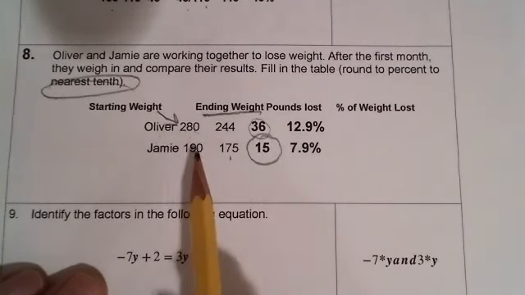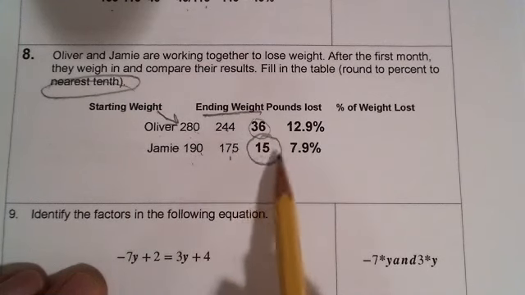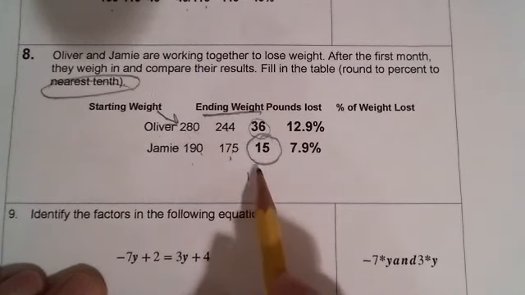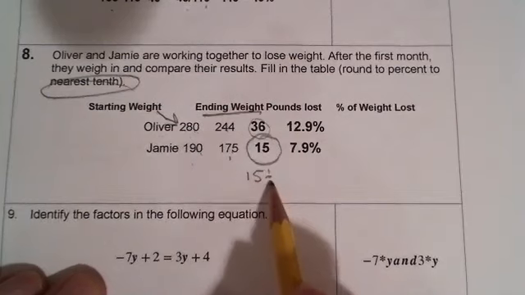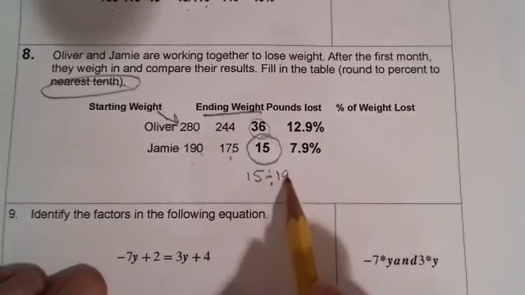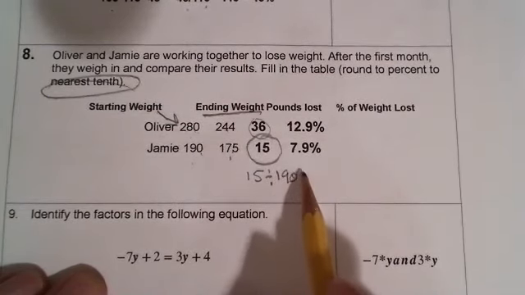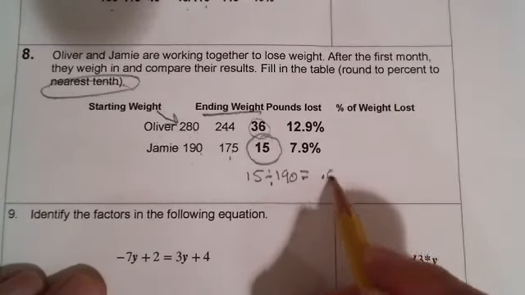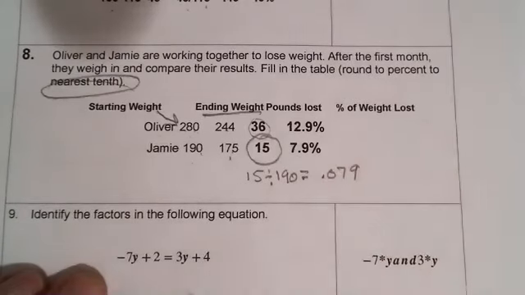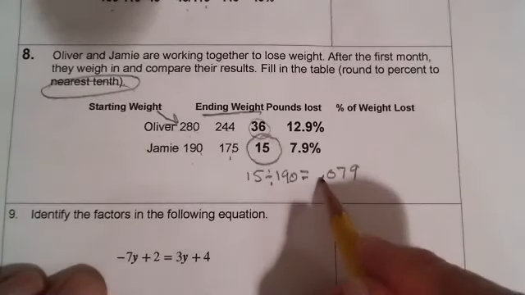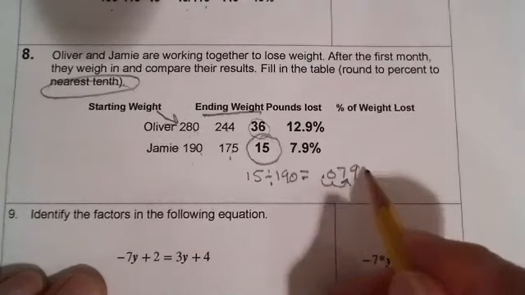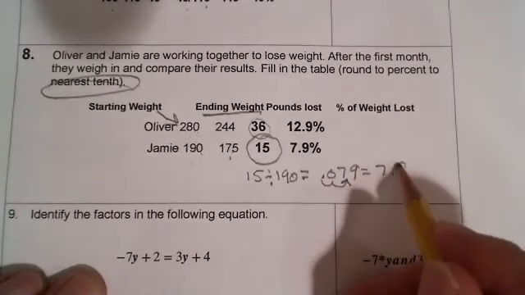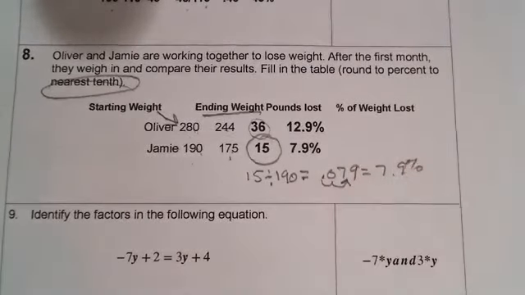Same formula with Jamie. She starts with 190, she ends with this. If I subtract these two, there's a 15 difference. If I divide 15 by her starting value, which is 190, it would be 0.079, which changed to a percent is 7.9%. Okay, all right. That's how you would calculate those.